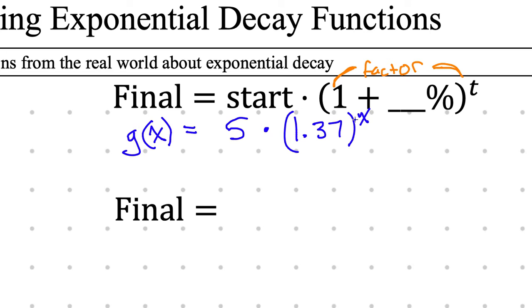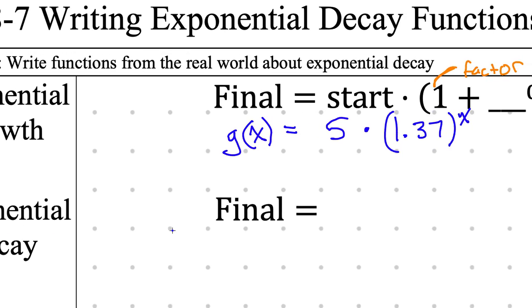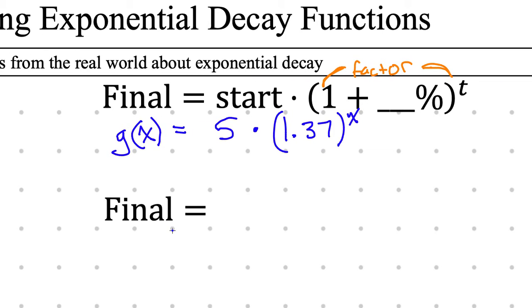All right, so what do you think exponential decay? So we have exponential growth. How do you think exponential decay is going to look like? It's almost the same thing, a little bit different. Wyatt? Would it be the start amount or the initial amount divided by 1 plus the percent to the t power? You're really, really close. 1 plus your blank percent to the power of t.